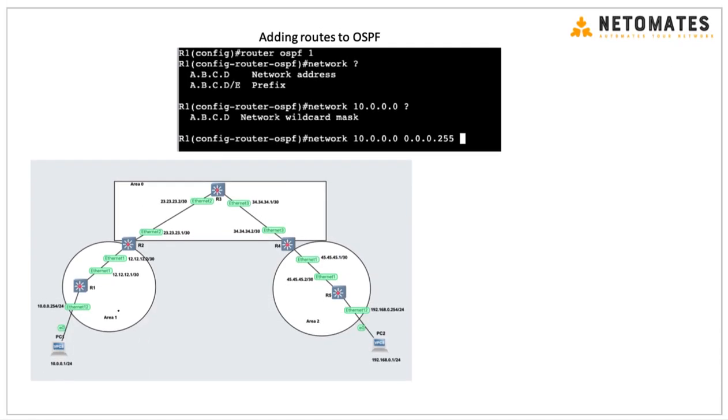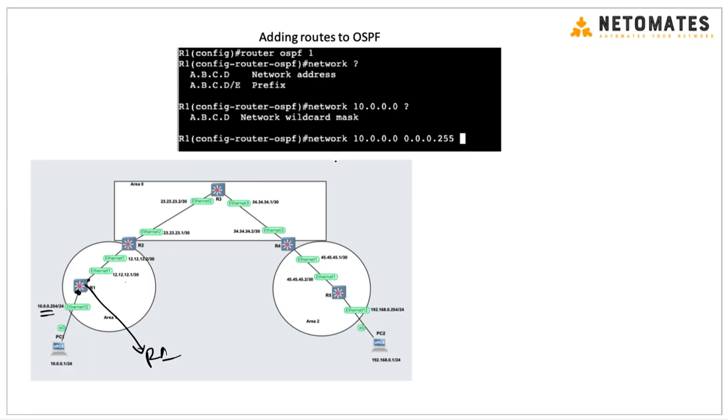Next, how do we add routes to OSPF? If you want to advertise any routes using a dynamic routing protocol, you need to specifically tell the routing protocol which networks you want to advertise. Let's say we are on R1. On R1 there are two networks. One is 10.0.0.0/24, another one is 12.12.12.0/30. If you want R1 to advertise these routes to the rest of the network using OSPF, the only way is to add the network command.